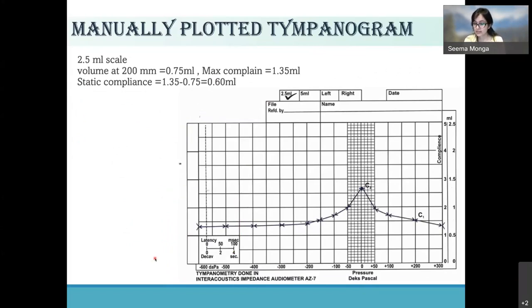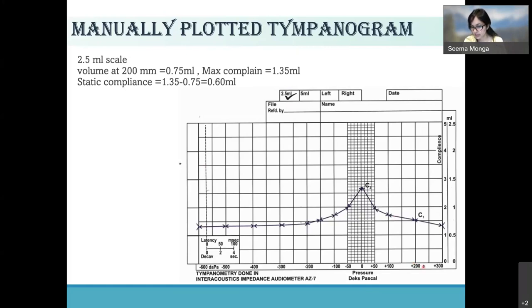There are many things that we need to check. Whenever you get a tympanometry report in your hand, you have to check a few things. First, what scale is being used? Here, a 2.5 ml scale is being used. There are two kinds of scales, 2.5 ml or 5 ml. Then you have to check the shape of the tympanogram, right? Then you have to check the volume at 200 millimeters pressure.